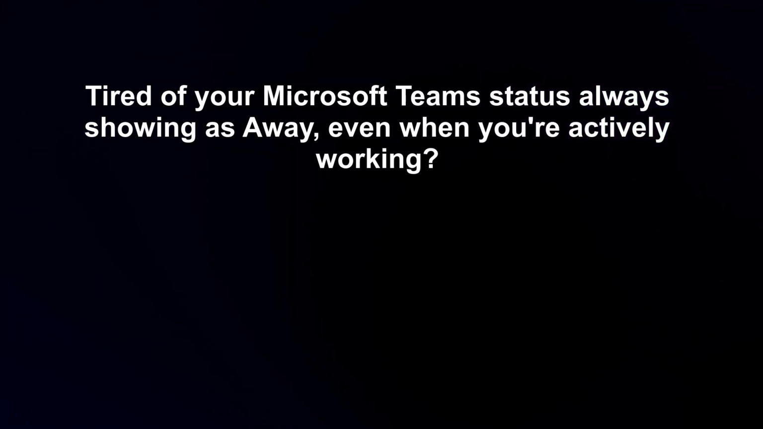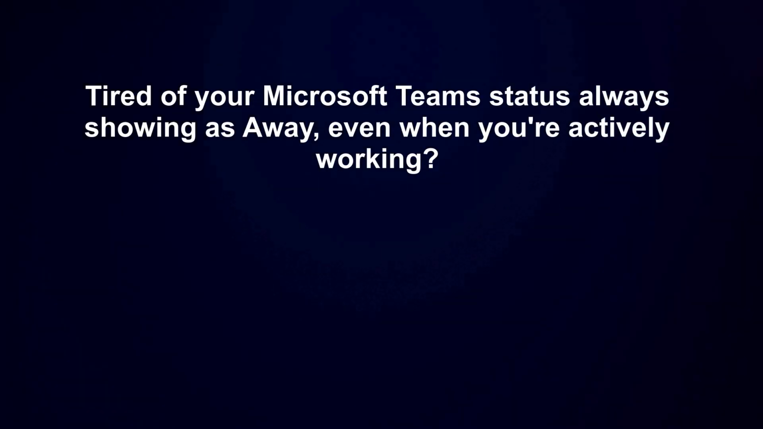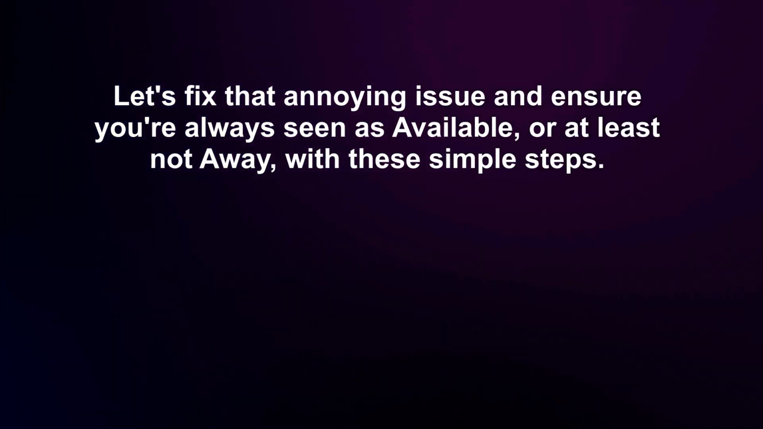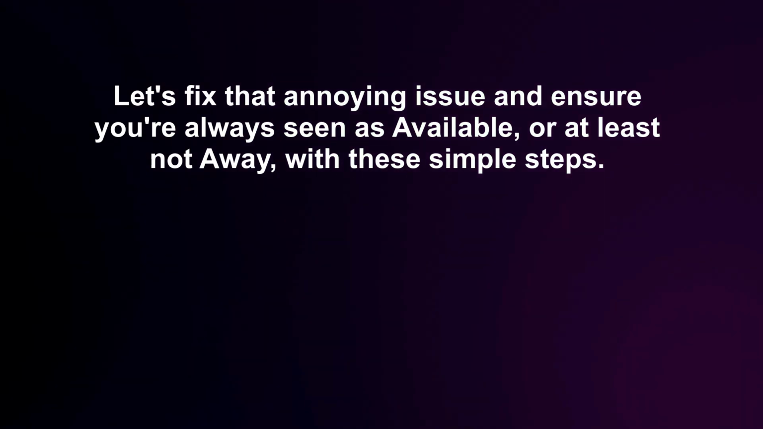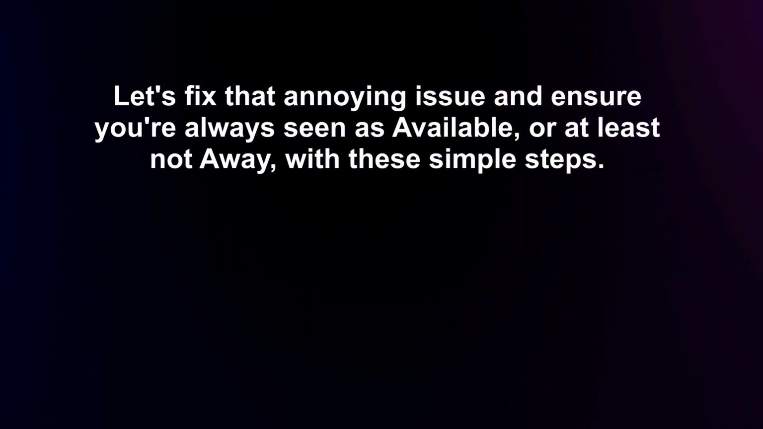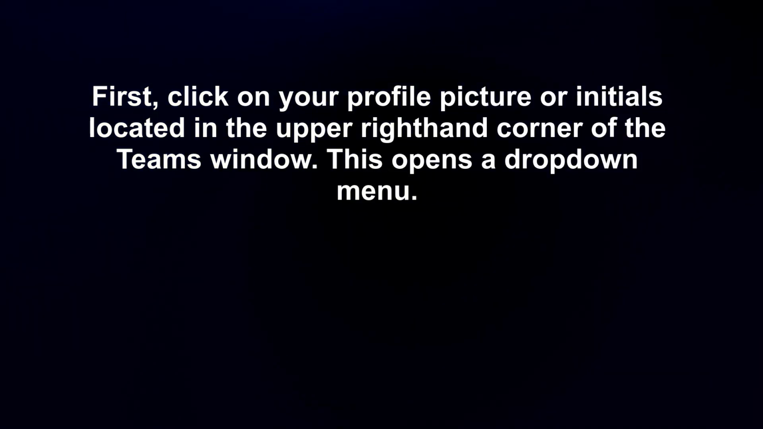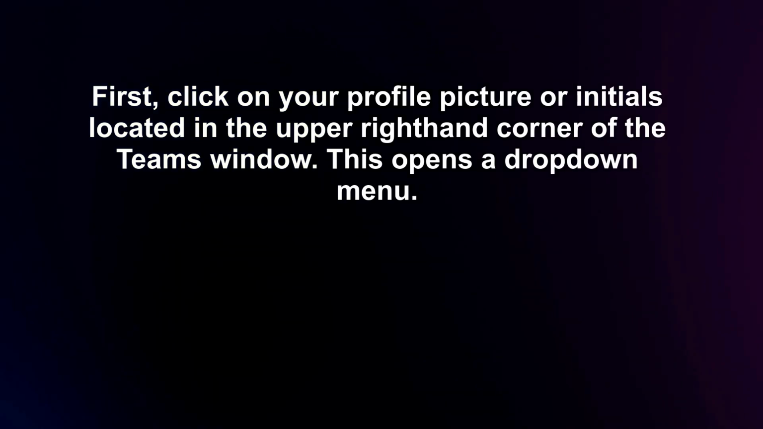Tired of your Microsoft Teams status always showing as away, even when you're actively working? Let's fix that annoying issue and ensure you're always seen as available, or at least not away, with these simple steps. First, click on your profile picture or initials located in the upper right-hand corner of the Teams window.